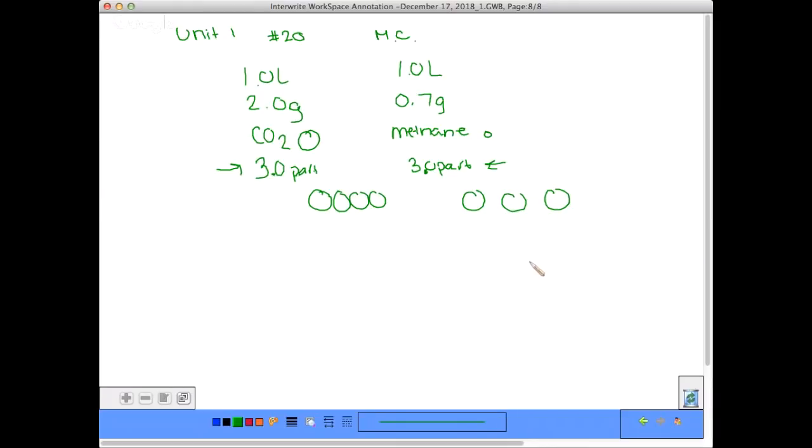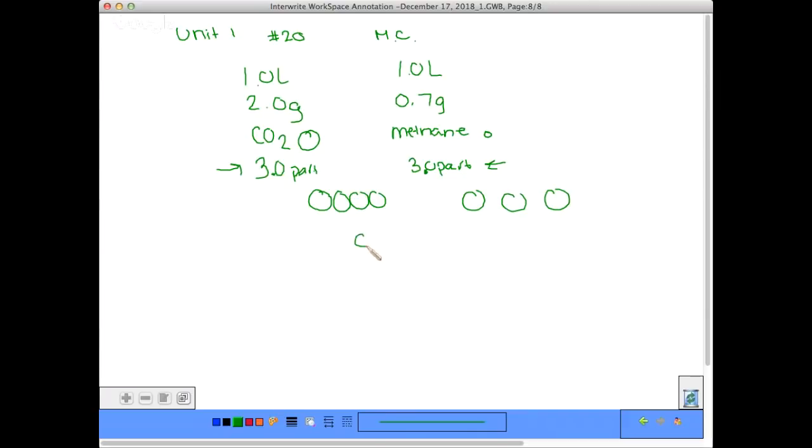The carbon dioxide particles are moving faster than the methane particles. So we're talking about speed. Again, speed isn't going to have anything to do with this. Speed only has to do with temperature. This isn't dealing with temperature at this point, so that's not going to have an effect on this. And then it says the mass of carbon dioxide is larger.